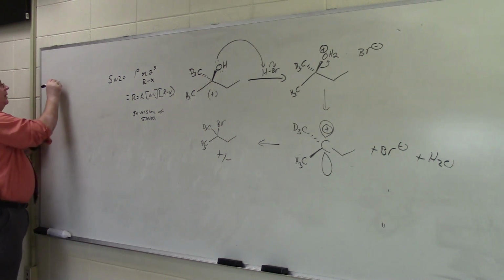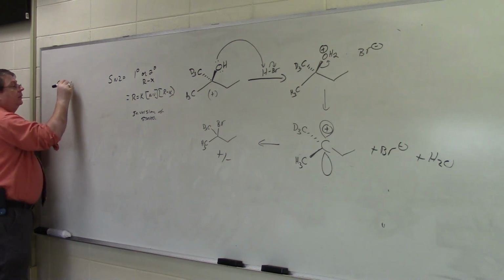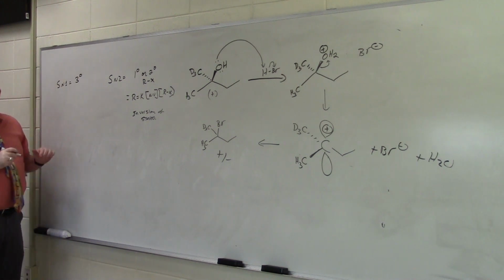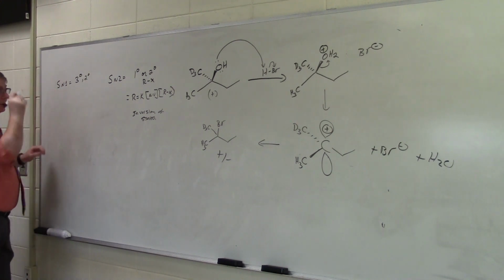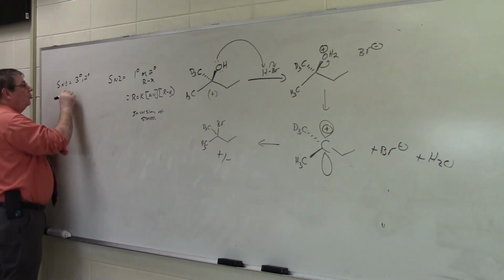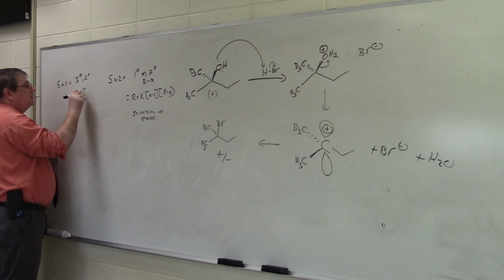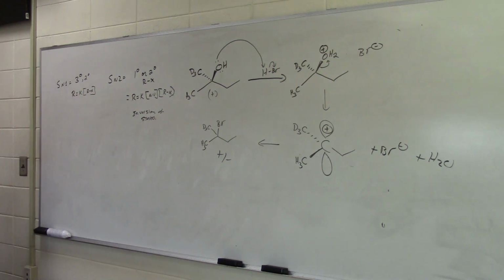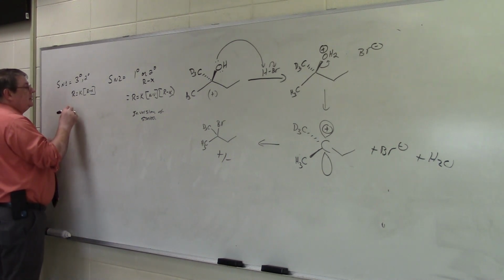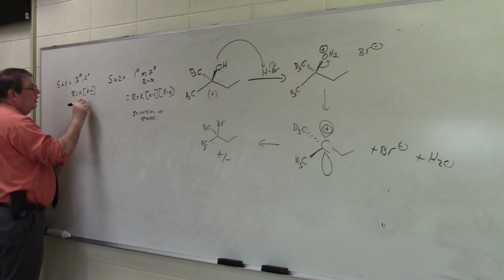SN1 is completely different. SN1 works best on tertiary alkyl halides, or tertiary alcohols. It also works okay with secondary, but not quite as good. I know that the rate of the reaction is equal to some rate constant times the concentration of the alkyl halide, and that's it. It doesn't matter about the nucleophile, right? I know that the stereochemistry is going to be racemic.